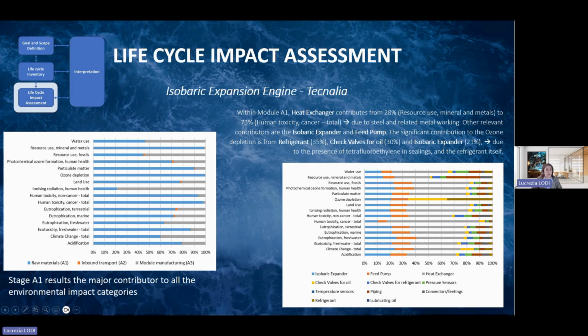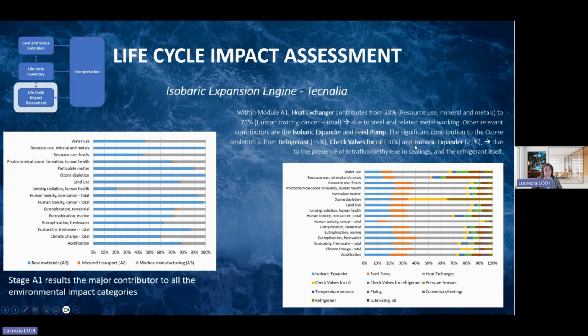So just to give more interpretation of the results, we have also considered the splitting of module A1 into various main components. The heat exchanger is the biggest contributor, and its contribution ranges from 28% for the resource use, mineral and metal environmental indicator to 73%. And going more in depth about the dataset we have used to model this component, we were able to see that the steel is responsible for that environmental behavior, and also the metalworking related to that. Other important and relevant contributors are the isobaric expander and the feed pump.